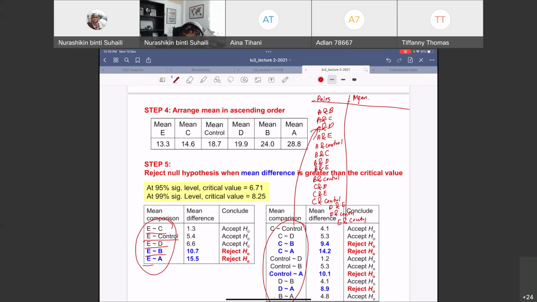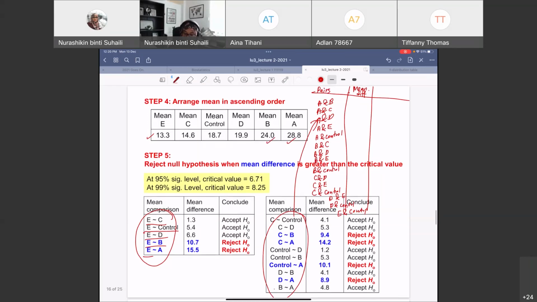And then you have to find the mean difference. What is meant by mean difference? For each treatment, it has the mean value, isn't it? So the mean value of A is 28.8. Mean value of B is 24. I think you have to solve this when you solve for the ANOVA in the previous steps, right? So you have these values already. And then the difference is 28.8 minus 24, which is 4.8, isn't it?